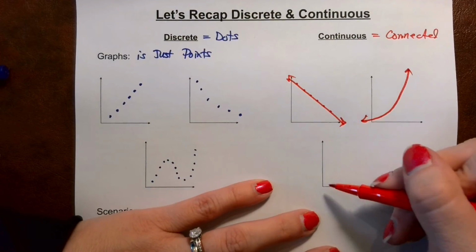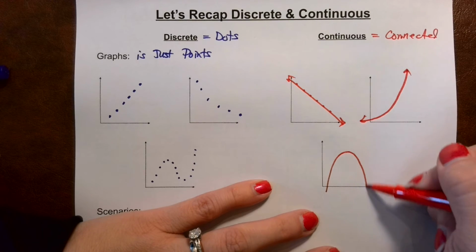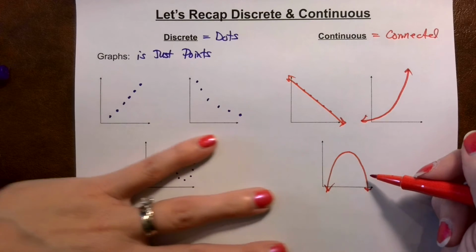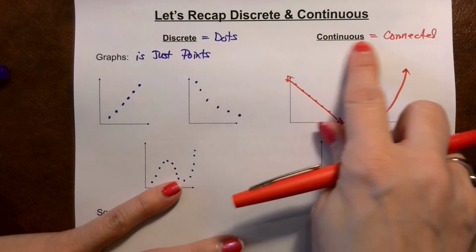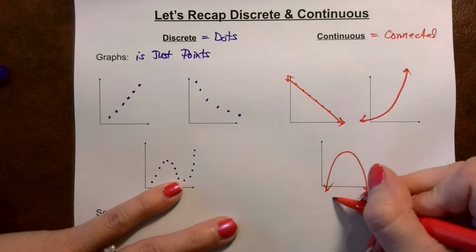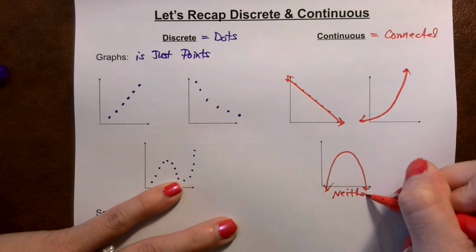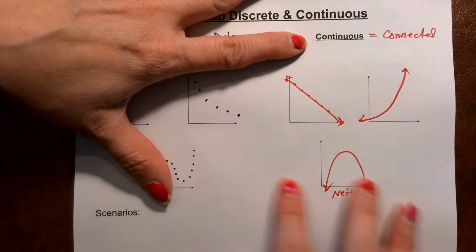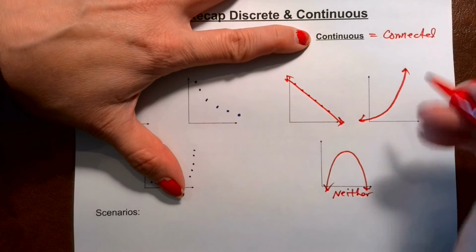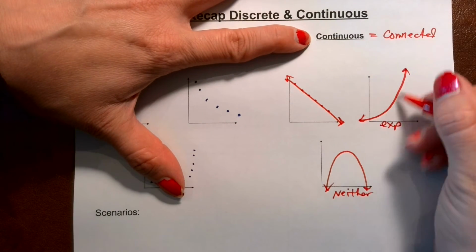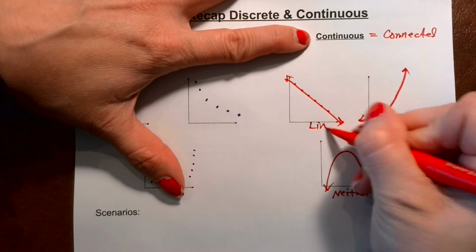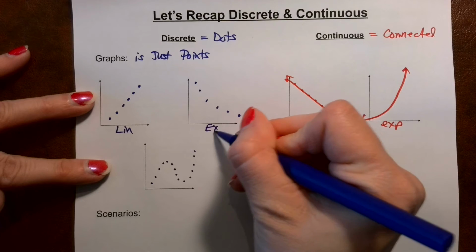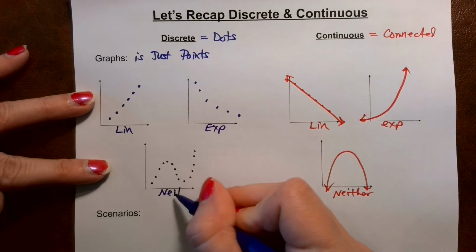The graph could even be something crazy like this. This graph is not linear. It's not exponential, but it is continuous. So this is neither. It's neither linear nor exponential, but it is connected. I don't care what shape it is when I ask if it's continuous. I just want to know if it's all connected. This one was linear. This one was linear. This one was exponential. And this one was neither.